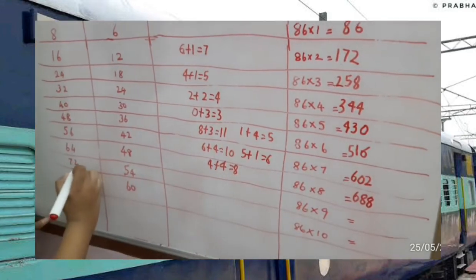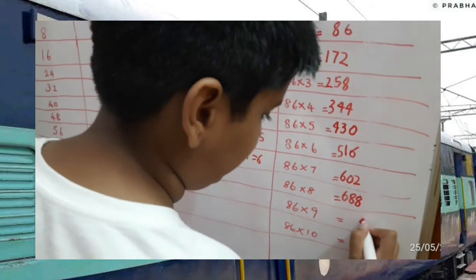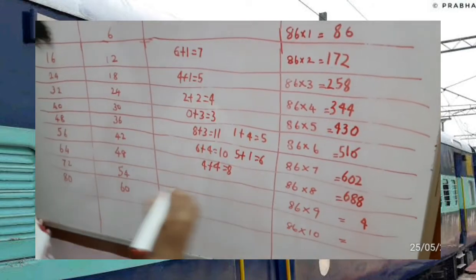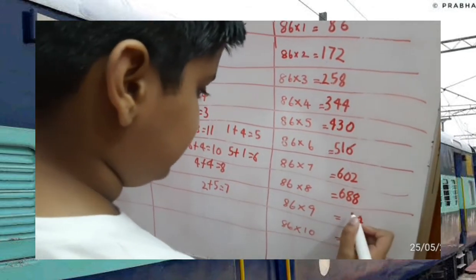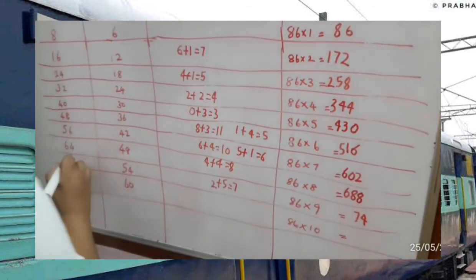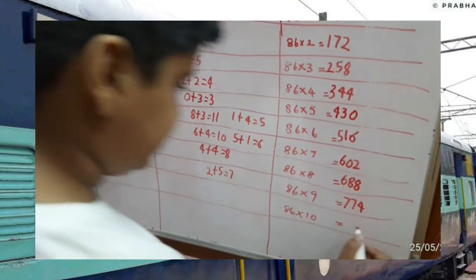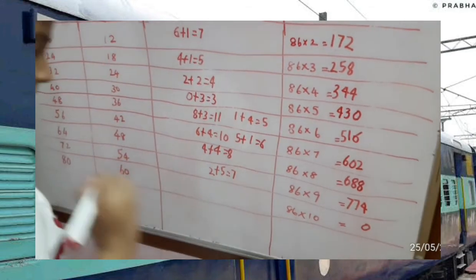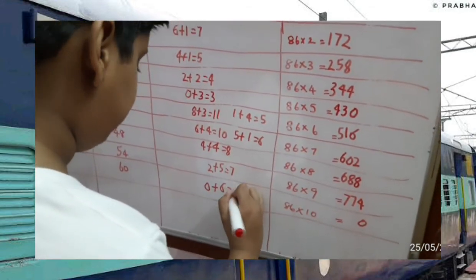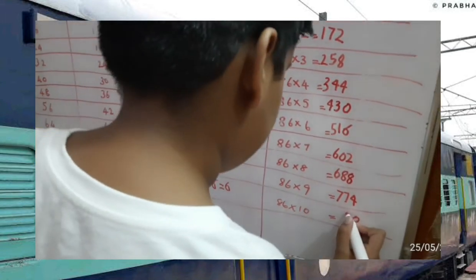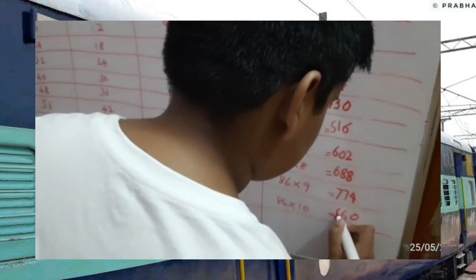Write 4 in 1's place. 2 plus 5 is equal to 7. So write 7 in 10's place. Write 7 in 100's place. Write 0 in 1's place. 0 plus 6 is equal to 6. 2 plus 5 is equal to 7. And write 8 in 100's place.